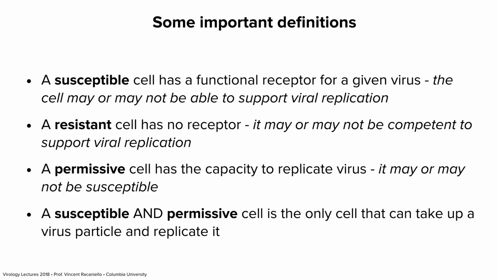So that's different from susceptible. Susceptible is the receptor. Permissive is if the genome of the virus, the RNA or the DNA, could get into that cell, would it reproduce and make new virus particles? That's what permissive means, or permissivity.